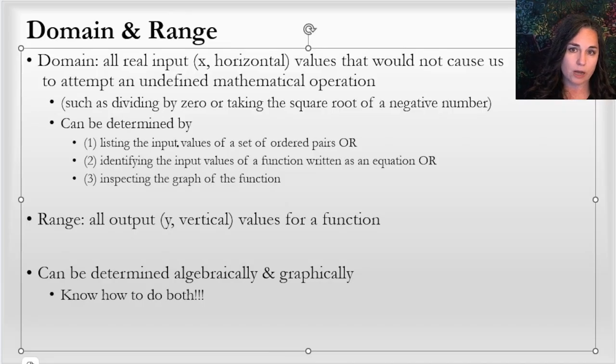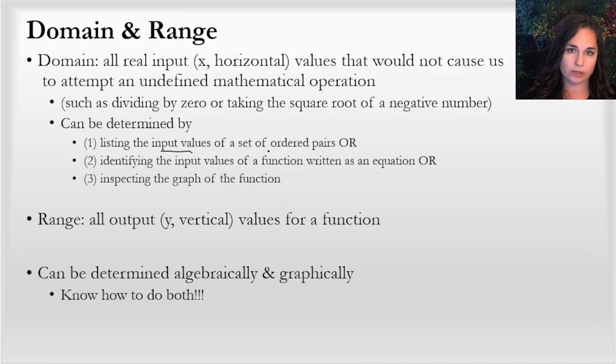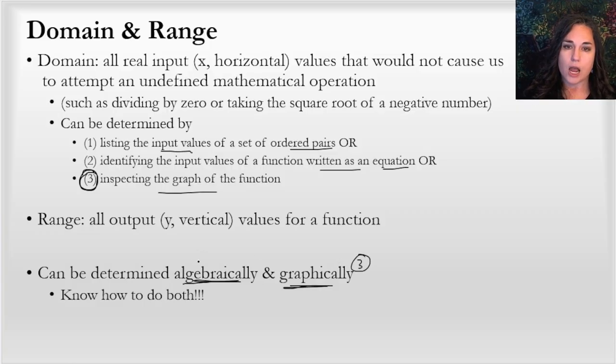How can I determine this? Listing the input values as a set of ordered pairs. Identifying the input values of a function written as an equation, or inspecting the graph of a function. I often just defer to number 3. You will need to be able to do this algebraically and graphically, right? So graphically is number 3 up there. Algebraically, do I think that's 1 and 2? Maybe it's 2 written as an equation. Yeah, number 2 is algebraically. Then just graph this as well.